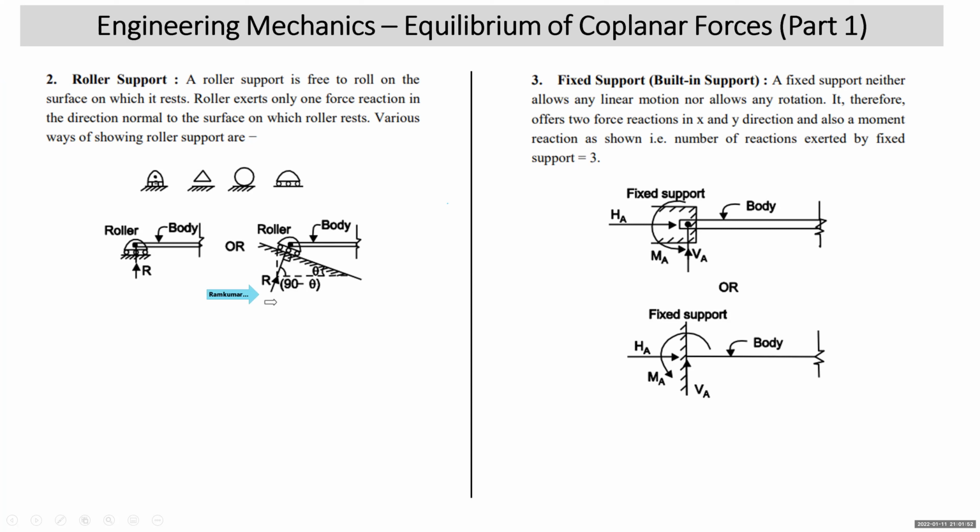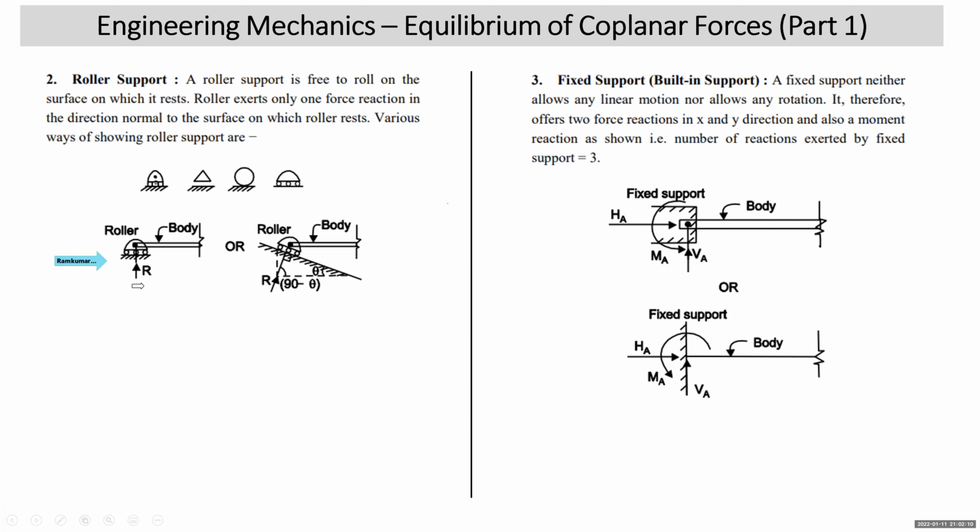So normal means normal to the plane. Normal means what? Normal to the plane. So you can see that these are some of the notations of the roller support, and we should remember that roller exerts one reaction which is perpendicular to the plane on which roller is resting. As you can see here, it's normal to the plane.